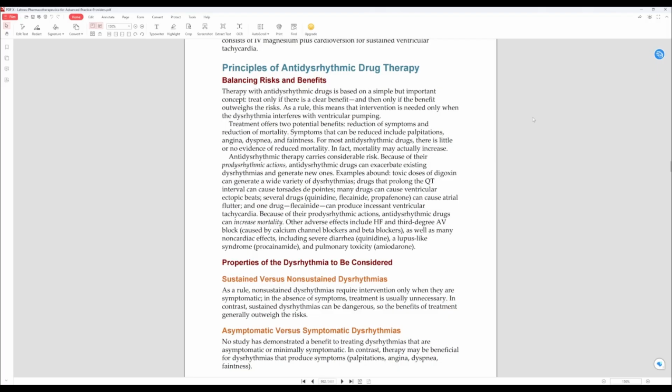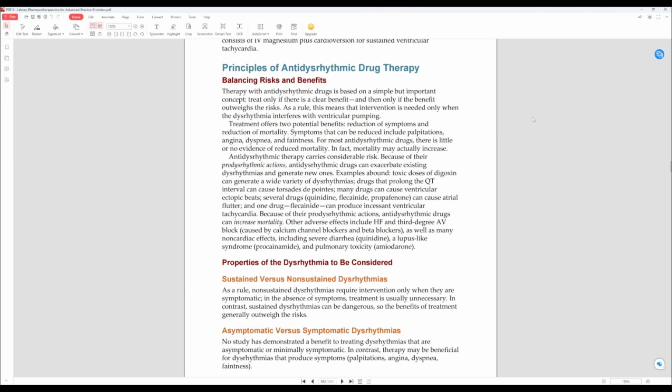Symptoms that can be reduced include palpitations, angina, dyspnea, and faintness. For most antidysrhythmic drugs, there is little or no evidence of reduced mortality. In fact, mortality may actually increase. Antidysrhythmic therapies carry considerable risk.